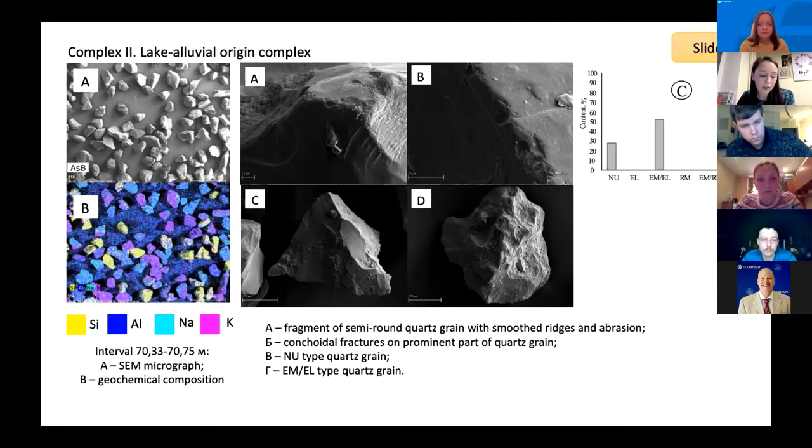Sand-sized grains in deposits of complex 2 are characterized by a high degree of rounding and a smooth and glossy surface. We have V-shaped percussion cracks, but they do not have a widespread distribution on the grain surface. Among the textural diagnostic elements, solution surfaces and arc-shaped steps prevail. Conchoidal fractures are features preserved from the previous environment.